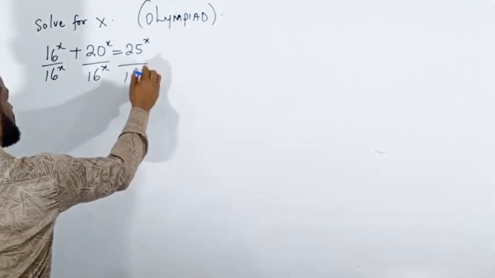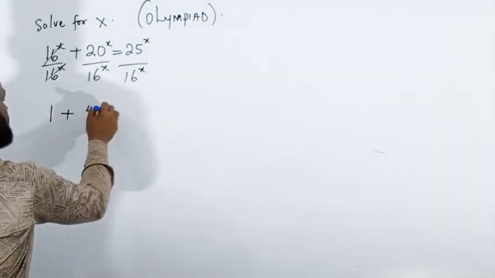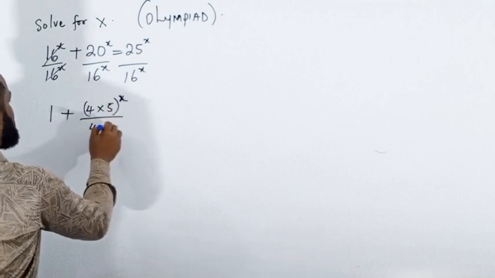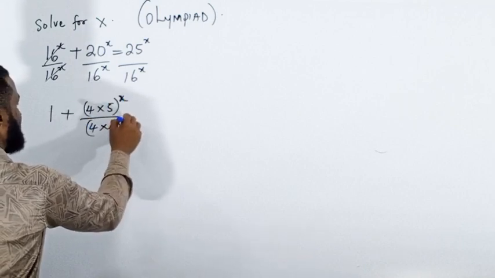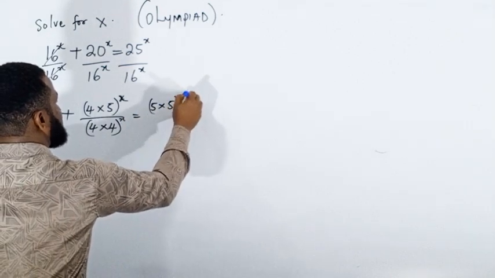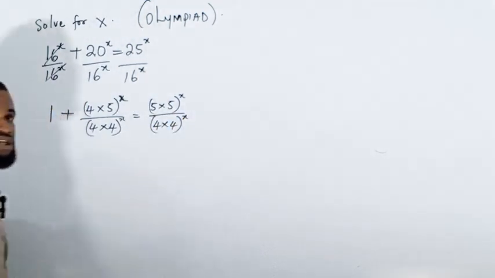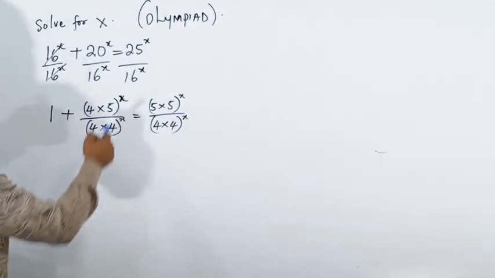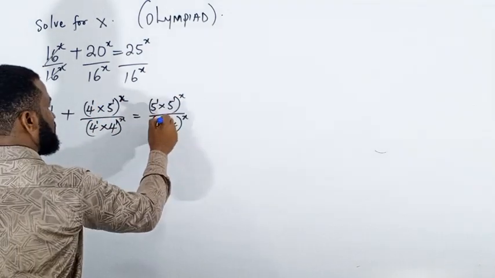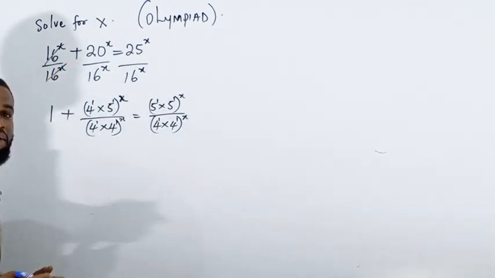So this cancels this, becomes 1 plus 4 times 5 all raised to power x all over 4 times 4 all raised to power x, which is equal to 5 times 5 all raised to power x all over 4 times 4 all raised to power x. Now, according to power law, any number staying on its own has a power of 1.